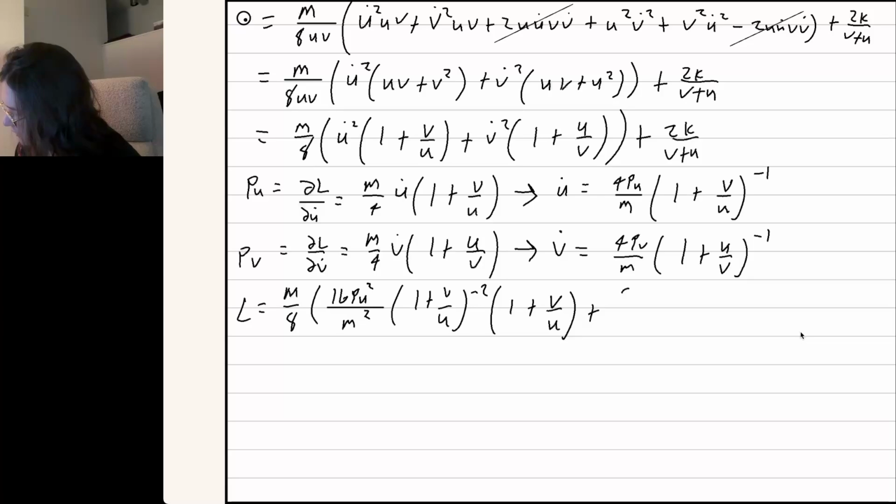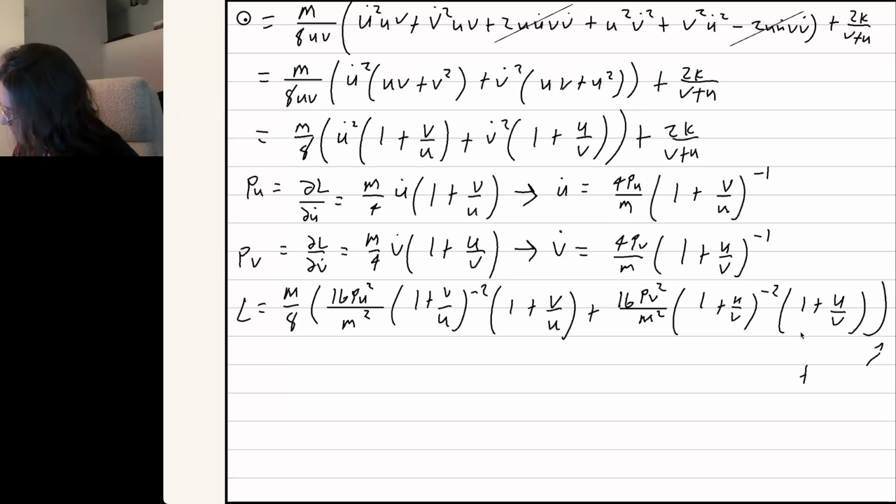Similar situation over here. It's going to be 16 p_v squared m squared (1 plus v over u) minus 2. But that's going to be u over v actually. (u over v) minus 2 times (1 plus u over v) plus the potential term, 2k over v plus u.